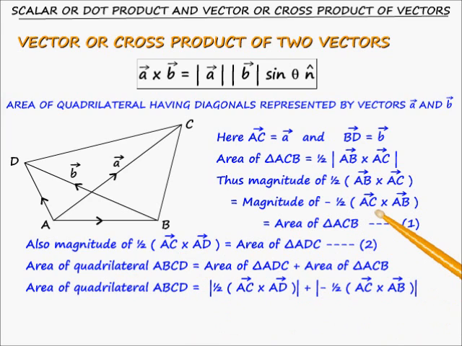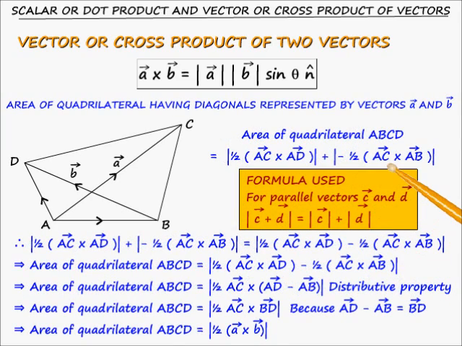Now these two vectors are parallel because they are perpendicular to the same plane of the quadrilateral. Now we add these two vectors. These vectors are parallel, and so we can use this formula. So we get mod of half AC cross AD minus half AC cross AB equal to mod of minus half AC cross AB plus mod of half AC cross AD, or we get mod of half AC cross AD minus half AC cross AB equal to area of quadrilateral ABCD.